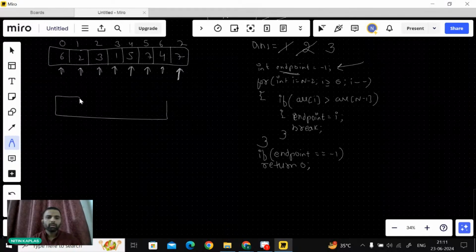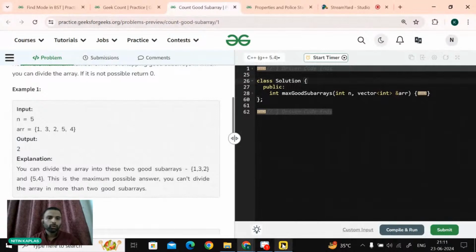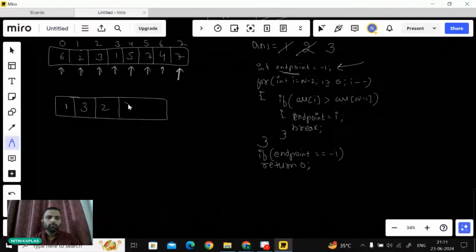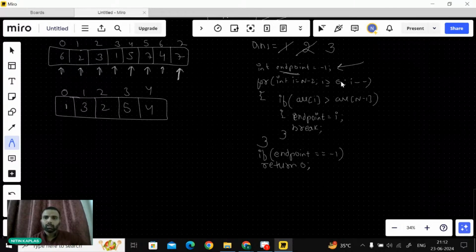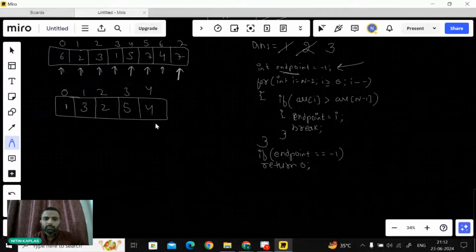So we have here 1, 3, 2, 5, 4, right? So yeah, this is the case. Now, if you focus on this case, now you understand what's the meaning of endpoint, right? So if you focus on this case, this is your n minus 1.